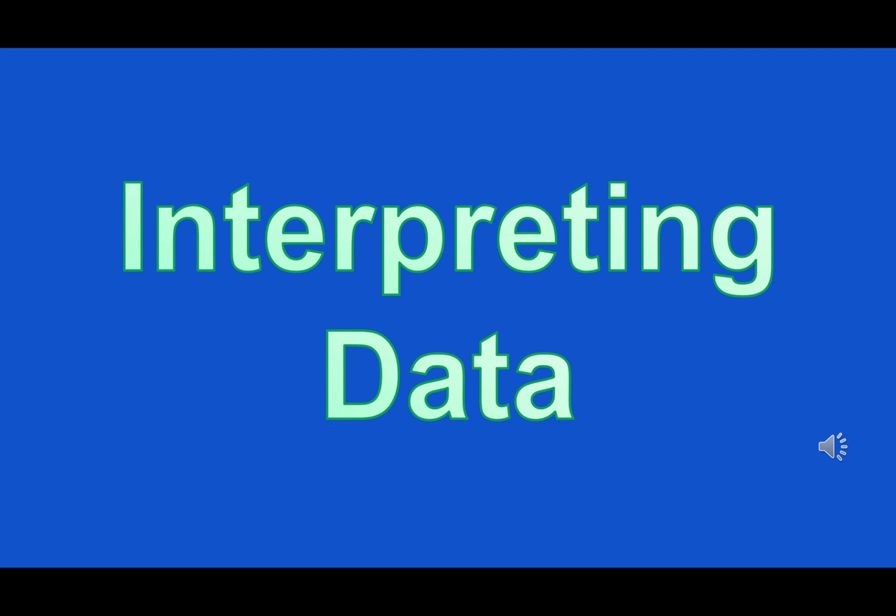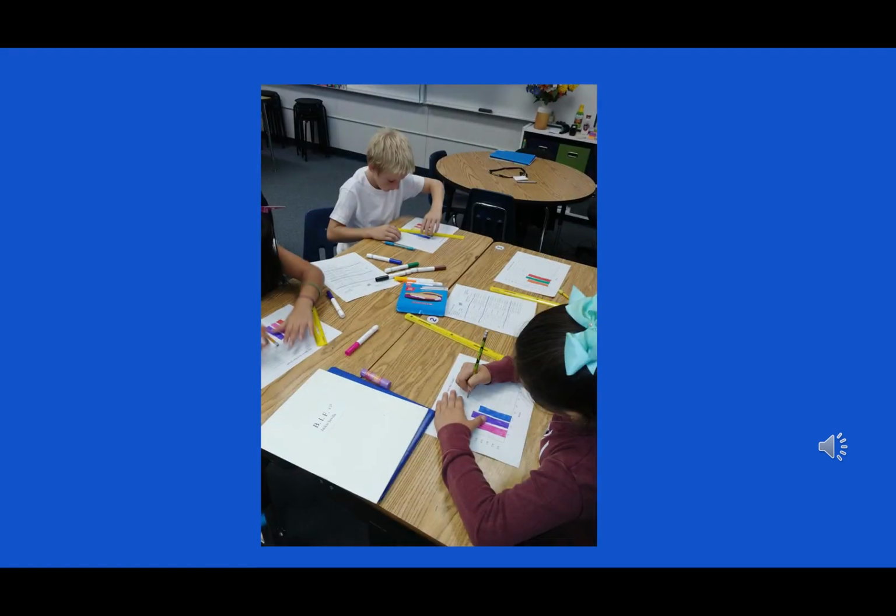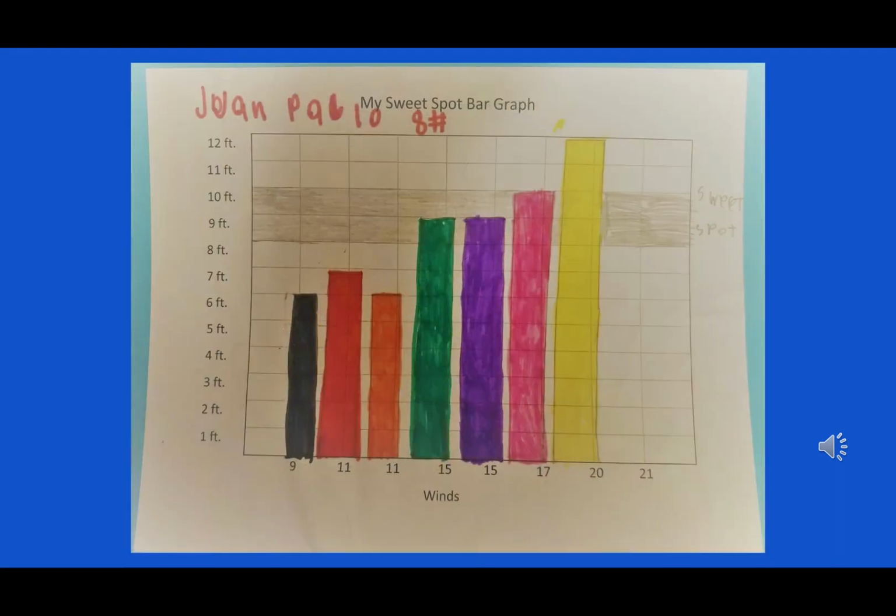Interpreting data. On day 3, the students use their data collection sheets to create a bar graph. They take the number of lines and use the number of feet or inches to create these graphs.